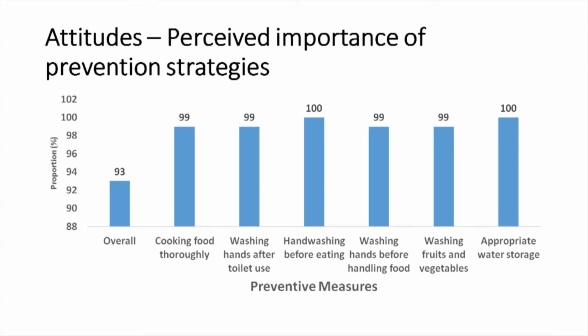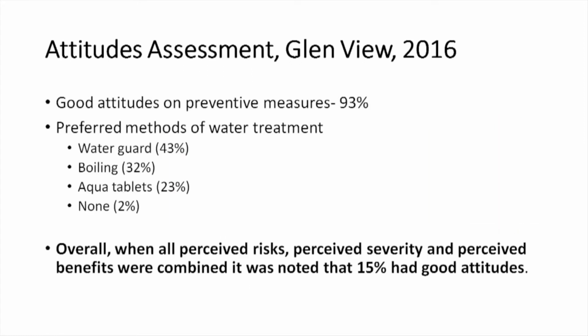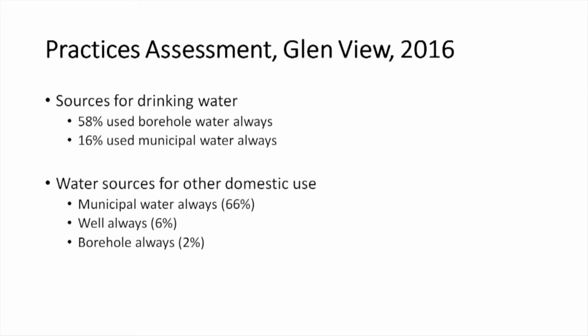In terms of the prevention strategies, generally, most of them perceive them well, their importance, the overall was 93%. Then the preferred methods of water treatment was mainly the use of water guard, which is 43%, and overall, 15% of the participants that we had a good attitude towards typhoid.